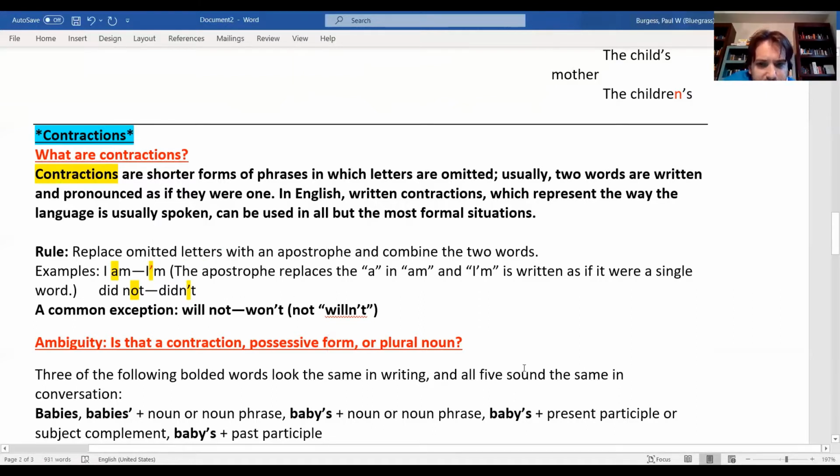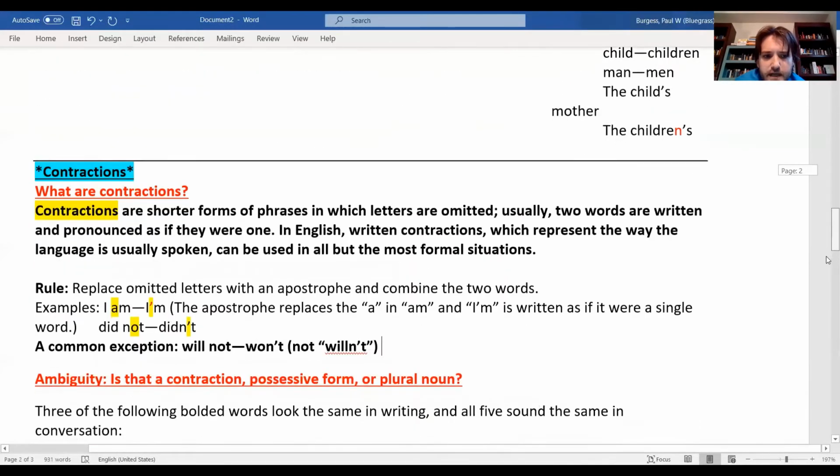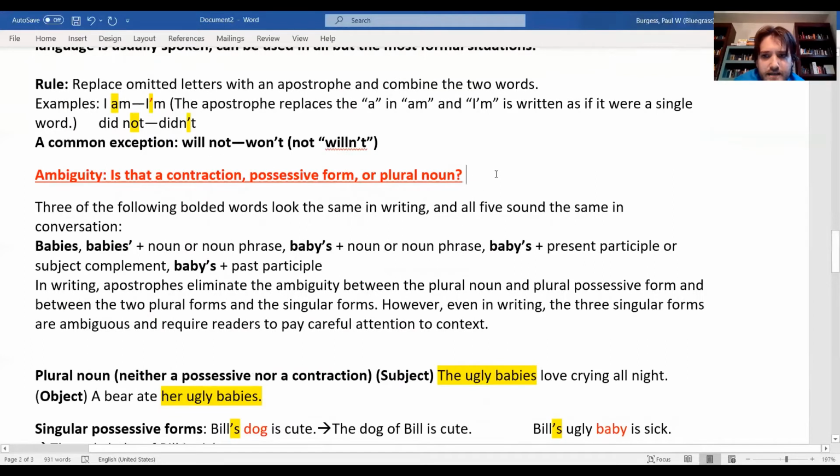So the problem with apostrophes for some people, and with these contractions and possessive forms for others, is their potential for ambiguity. All right, so ambiguity is when two possibilities that both make logical sense exist, and we don't know which one to choose.